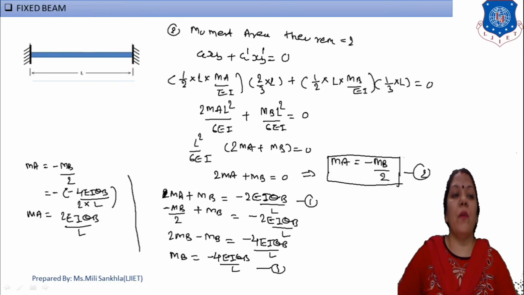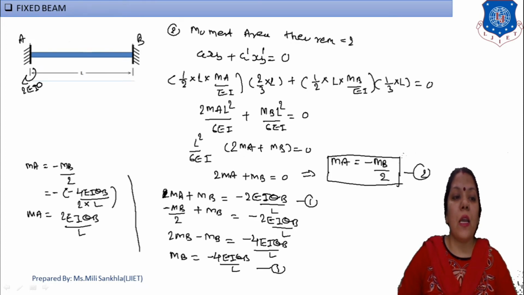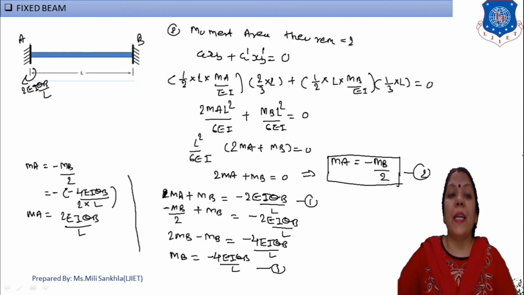Now one by one indicate the sign of this moment on this beam AB. This is the moment MA, that means positive, left hand side positive, that means sign is clockwise and value is 2EI theta B by L. And this is our B side, that means our right hand side. Answer of this right hand side is negative, that means negative value on right hand side is equal to anticlockwise, and this is our 4EI theta B by L.